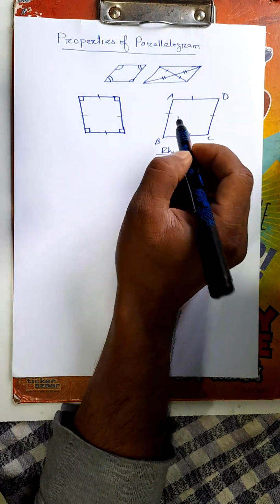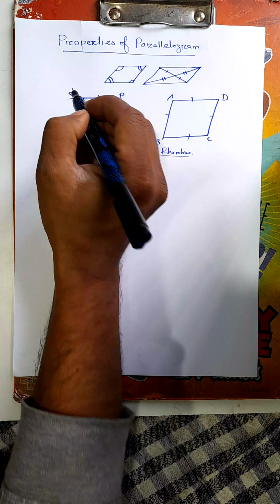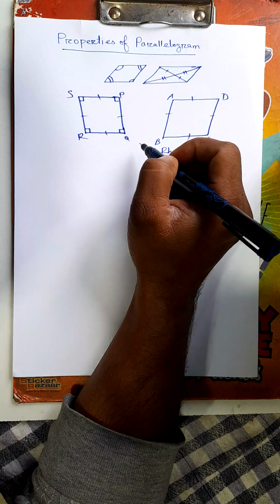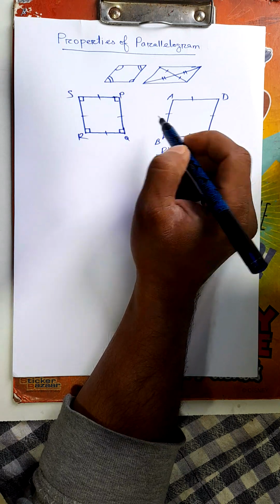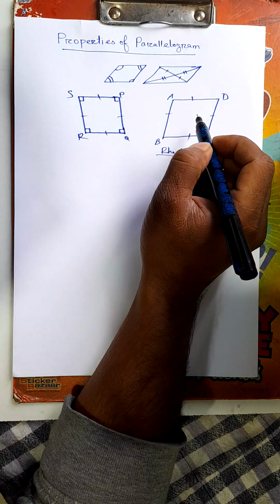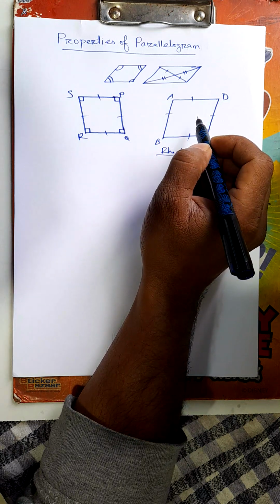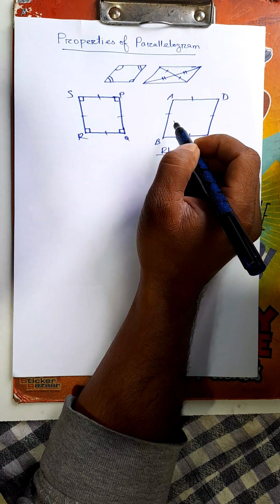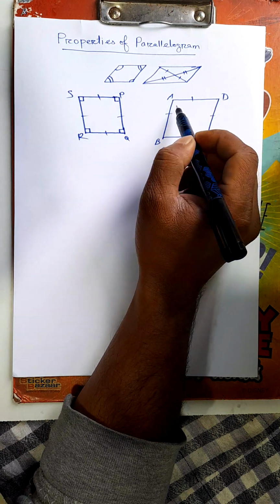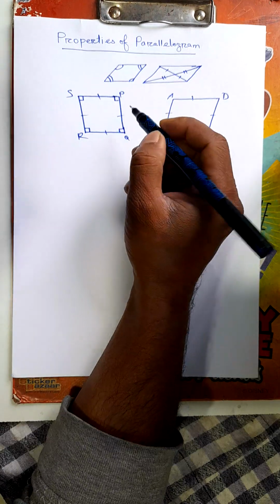For example, say this is PQRS. PQRS is a square. ABCD is a rhombus, but ABCD is not a square. That means the difference is that in a square all angles are right angles, whereas in a rhombus all angles may not be right angles. So every rhombus is not a square, but every square is a rhombus. In this rhombus, diagonals are not equal. BD is longer than AC, whereas in the square you'll find that diagonals are equal.